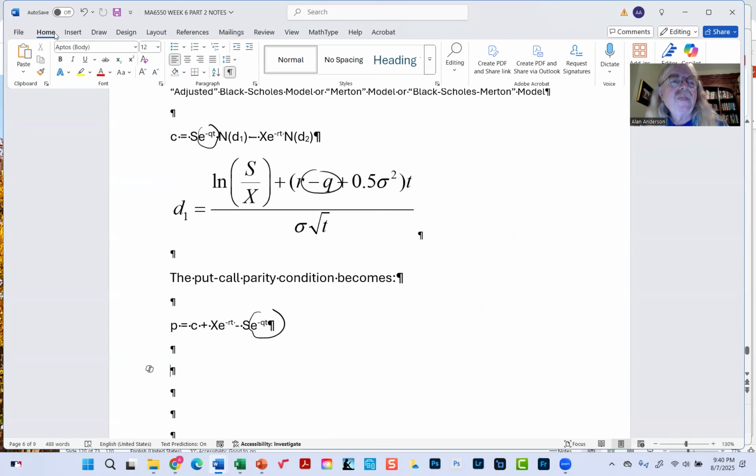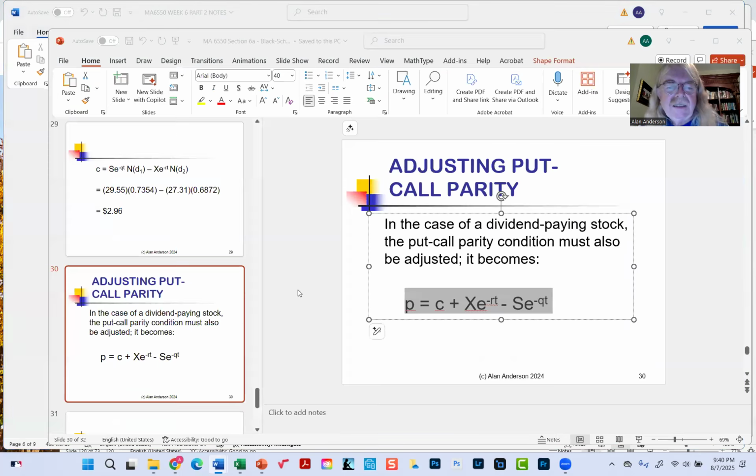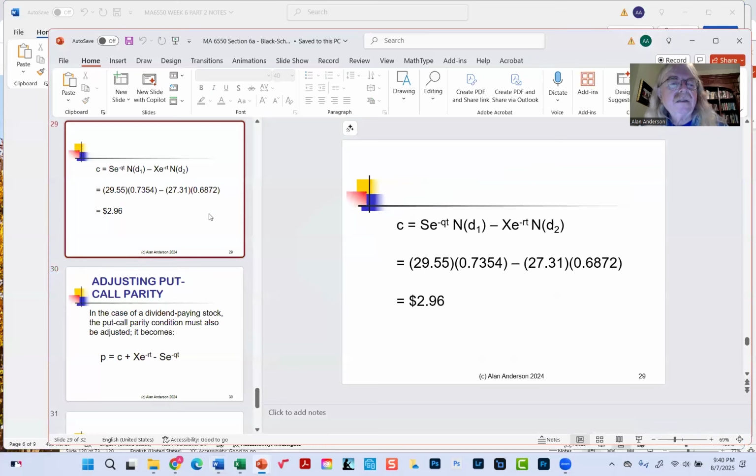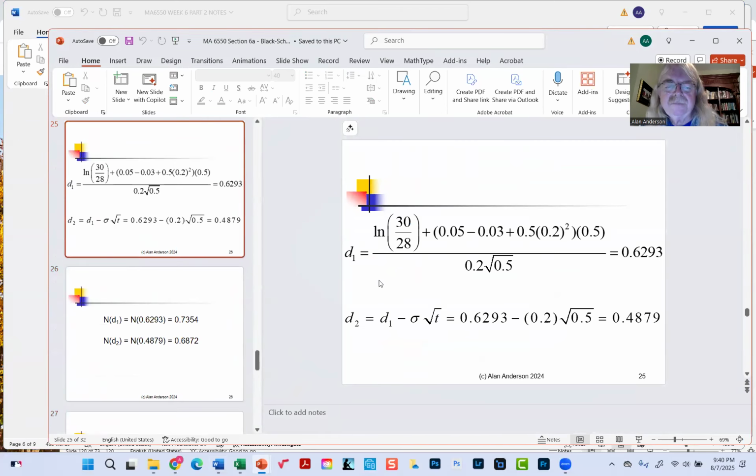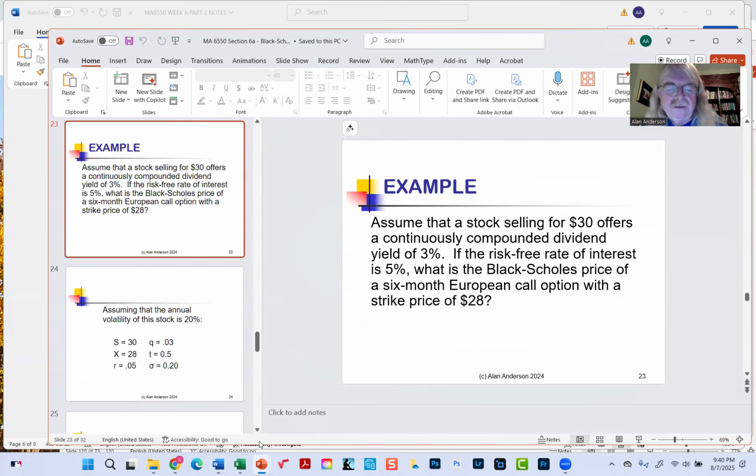Okay, now what's coming next is another example, this time where there's a dividend yield of some kind. So here we've got a $30 stock with a continuously compounded dividend yield of 3%. The risk-free rate is 5%. What's the Black-Scholes price of this European call with a 6-month maturity and a strike of 28? So this is spreadsheet number 2.